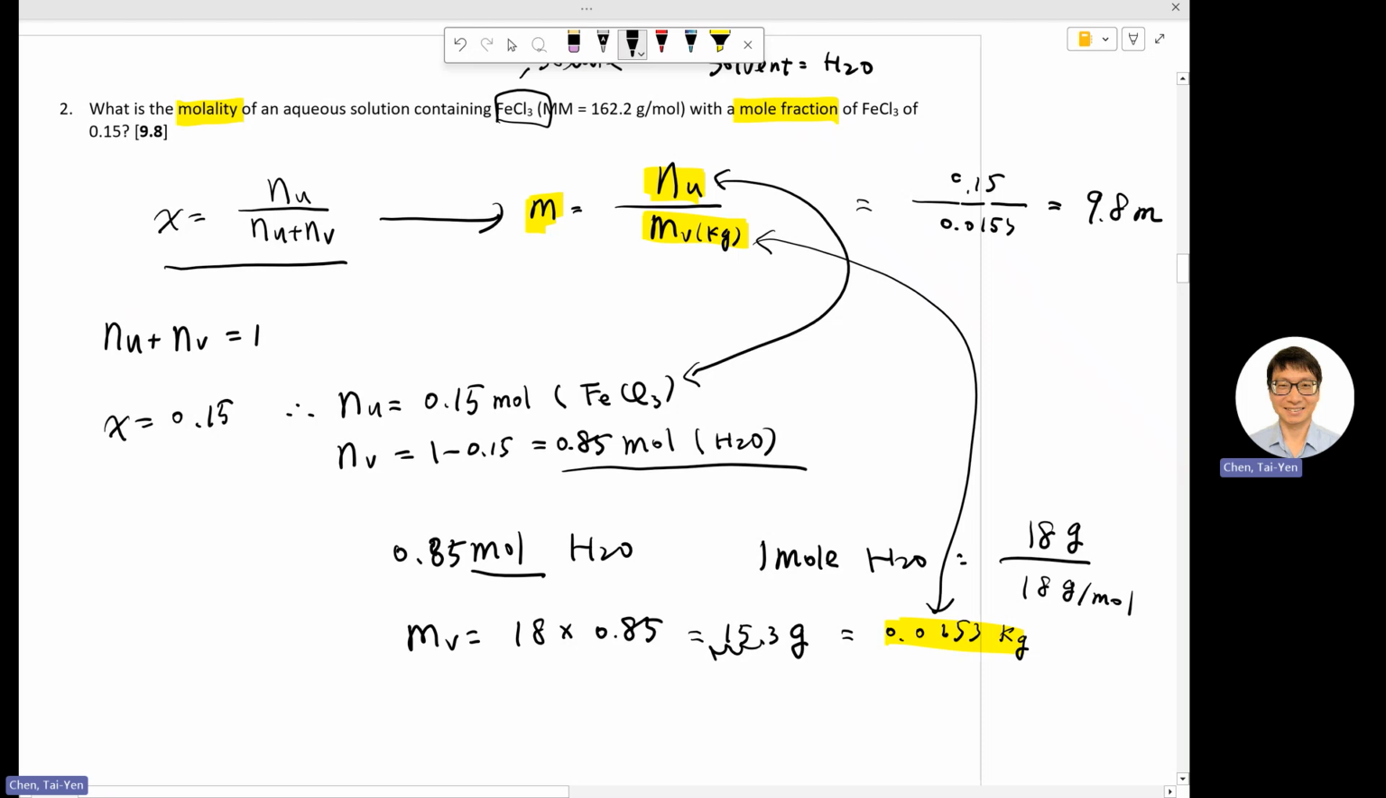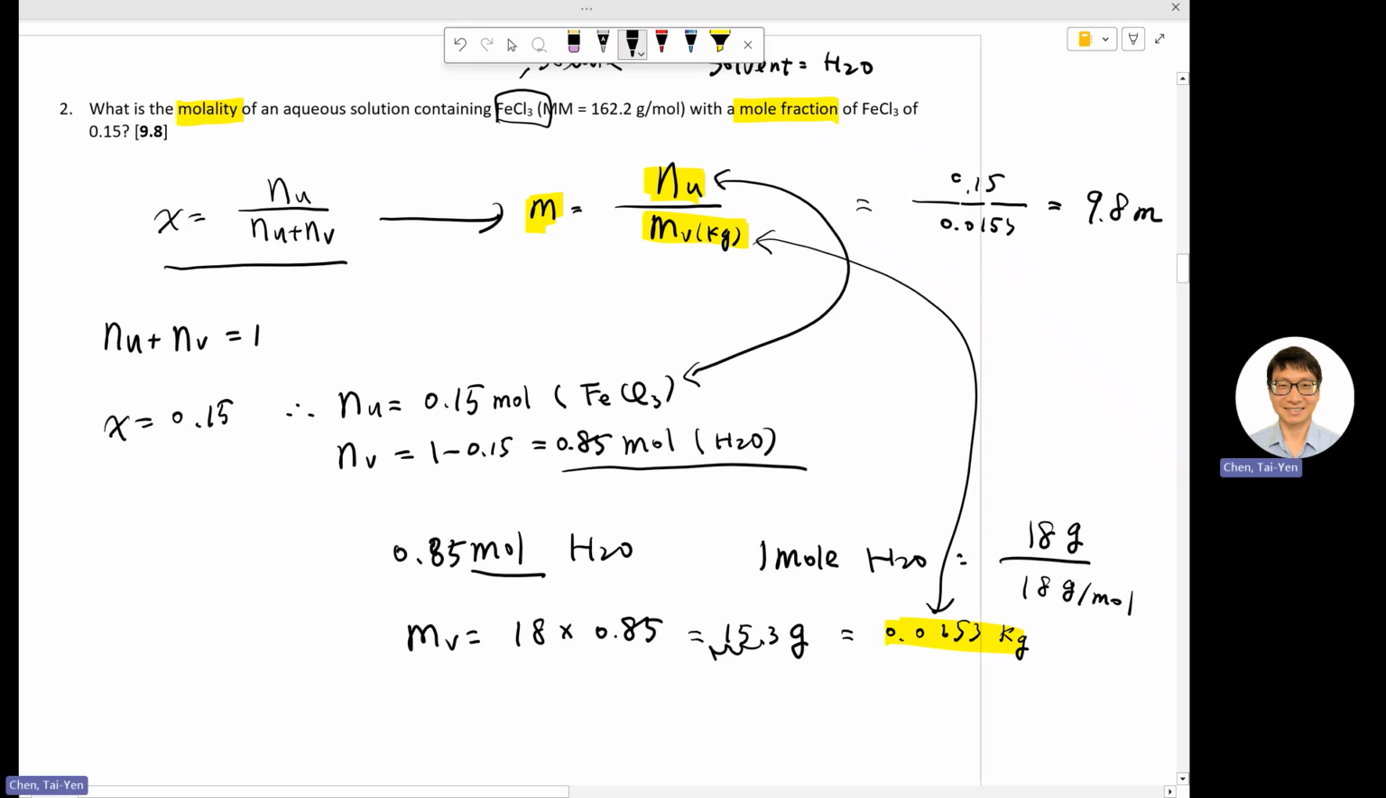Since we start from the mole fraction, the assumption you need to make is that the moles of solvent plus the moles of solute should equal 1. And from the mole fraction, you can calculate the corresponding moles of your solvent and solute. With this information, you go back and check the definition of your molality, where you already know the numerator. The denominator is the one that you need to figure out.